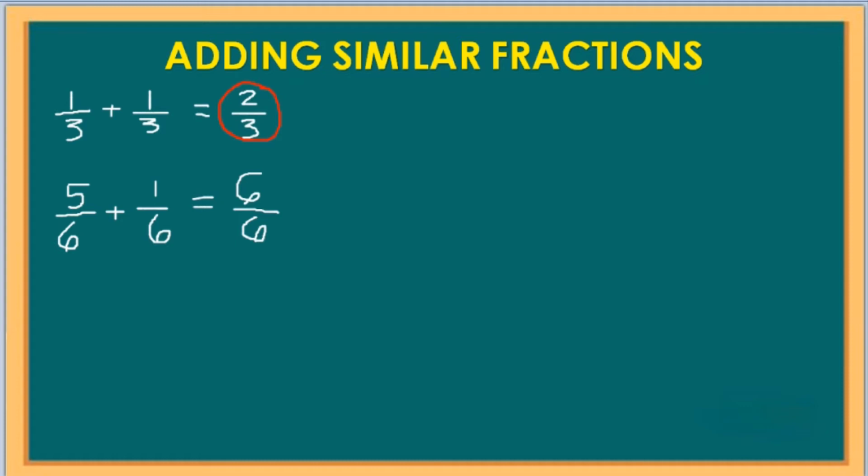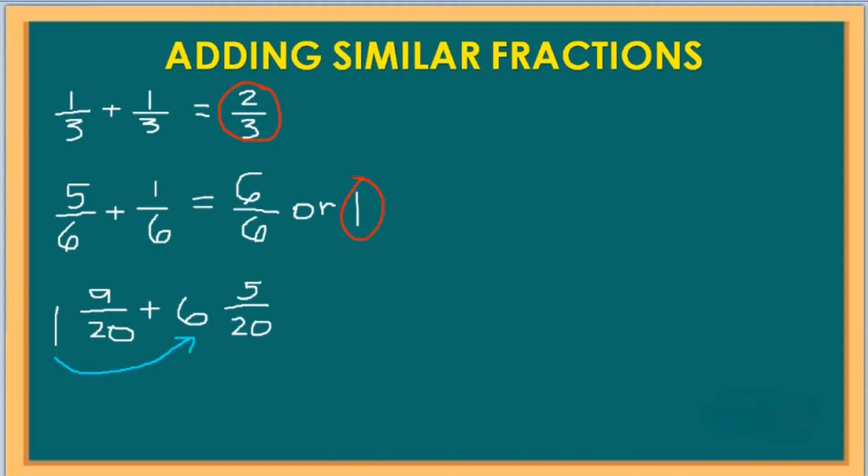We already know that if the numerator and the denominator are equal, the fraction is equal to 1. So 6/6 or 1. Another example, 1 and 9/20ths plus 6 and 5/20ths. So we will add the whole number first. 1 plus 6 is 7. Then the numerators, 9 plus 5 is 14. Then we have the common denominator, which is 20. So copy 20. The answer is 7 and 14/20ths.